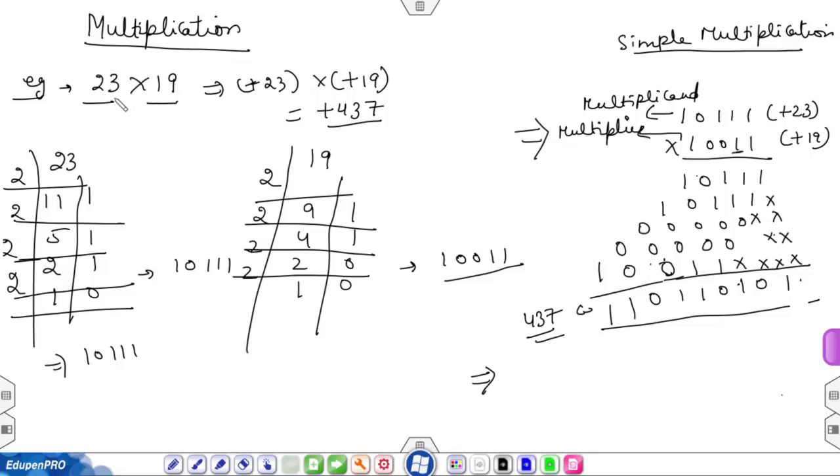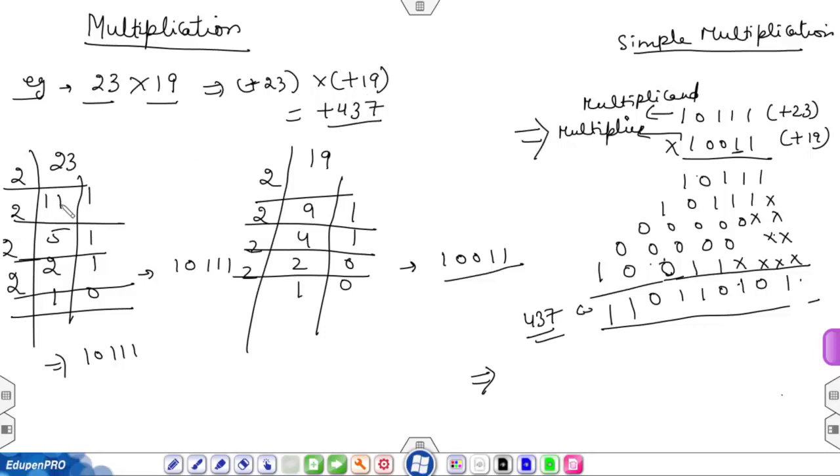Here 23 is the multiplicand, and 19, the number that is to be multiplied with 23, is called the multiplier. No signs are given along with these numbers, so we are considering a plus sign with 23 and a plus sign with 19. Their multiplication in decimal will be equal to plus 437.